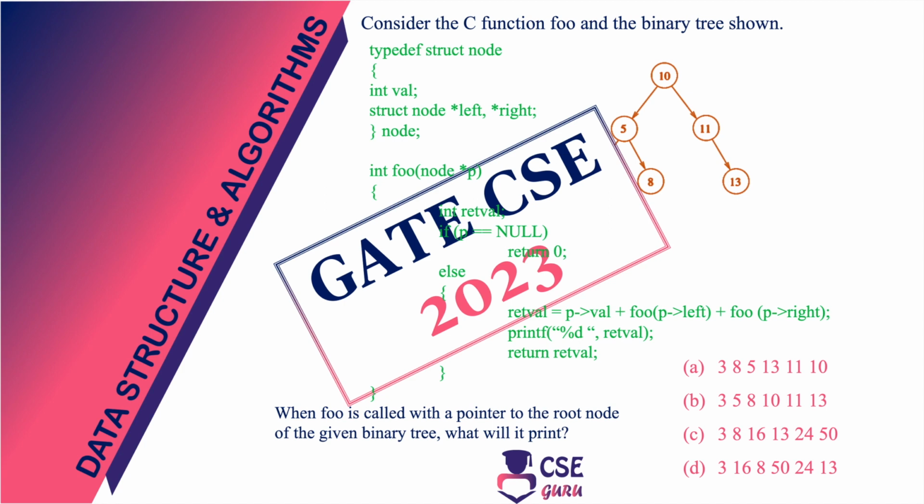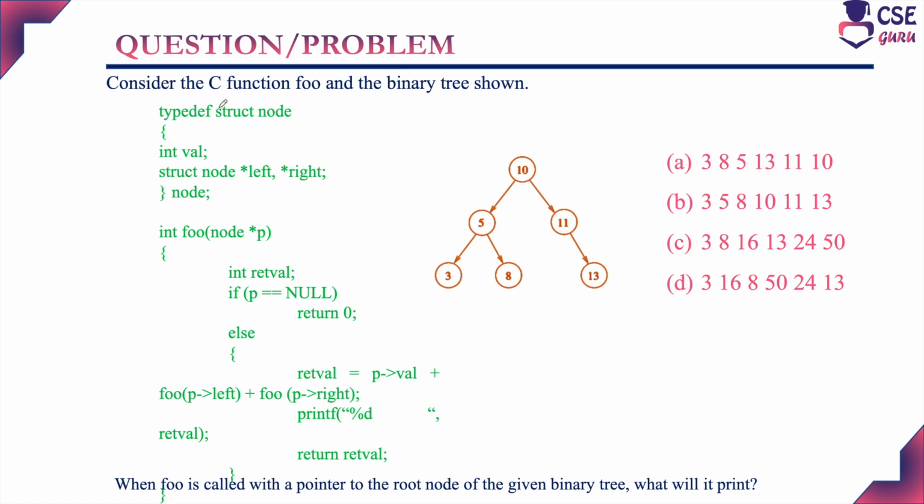The problem is raised in GATE CSE 2023. Consider the C function foo and the binary tree shown here. This is the code given, and when foo is called with a pointer to the root node of the given binary tree, what will it print?